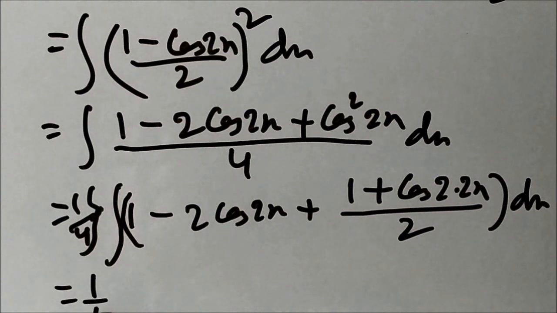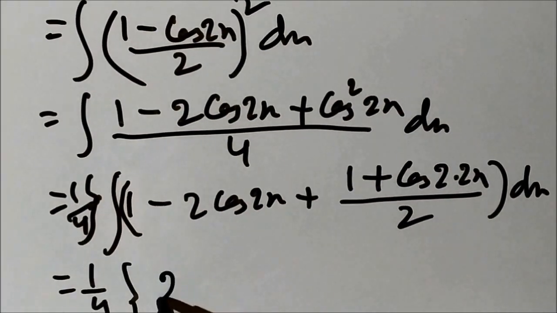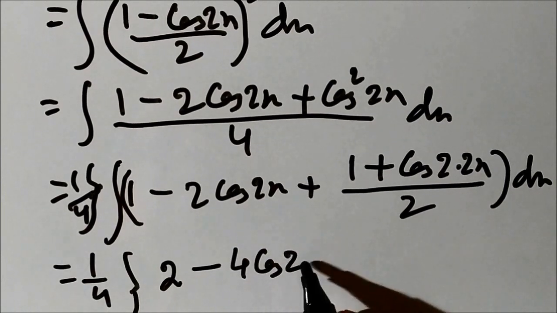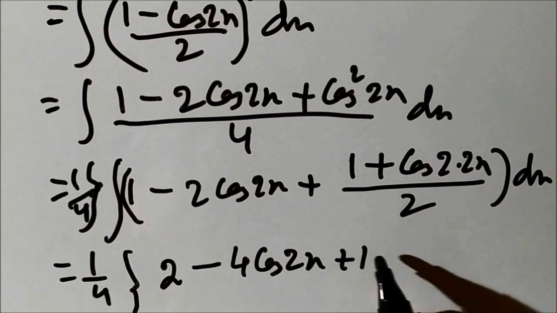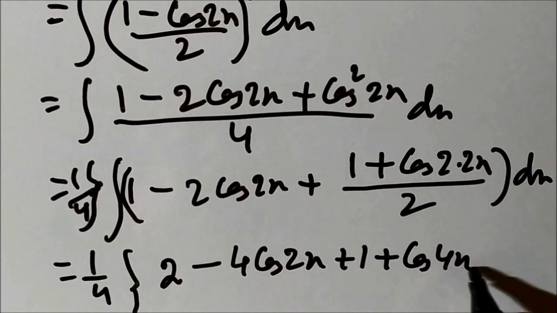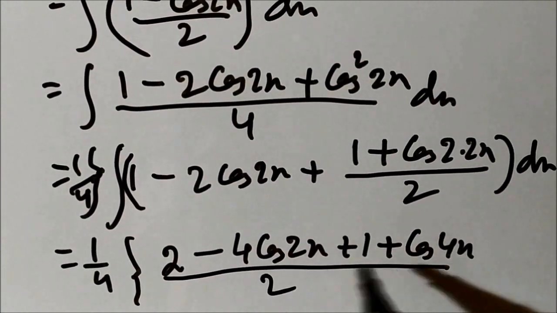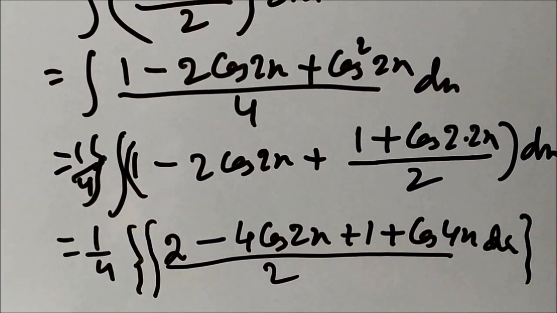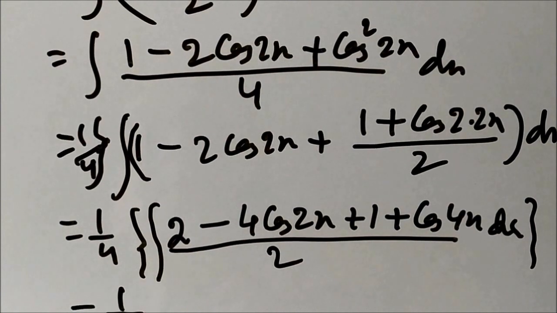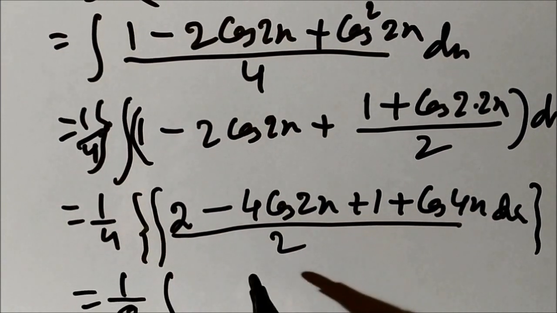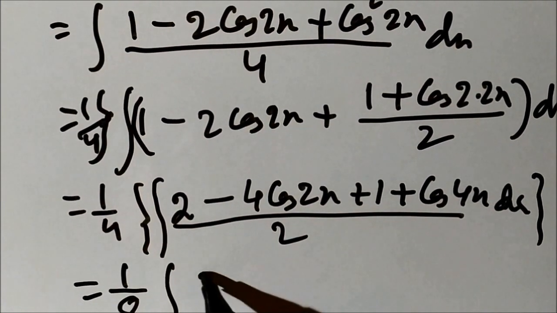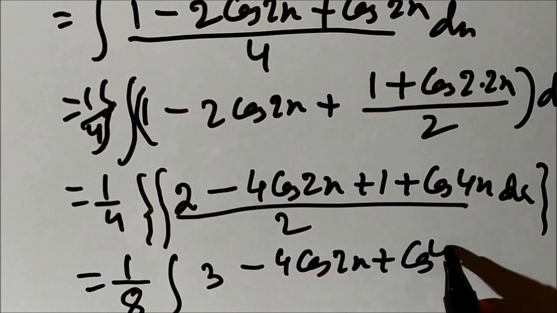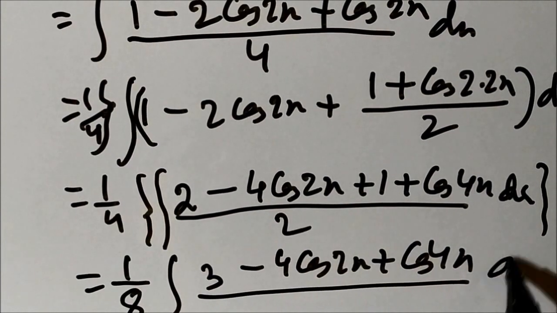This equals 1 by 4 times (2 minus 4 cos 2x plus 1 plus cos 4x) whole by 2, the integral dx. This equals 1 by 8 the integral of (2 plus 1, that is 3, minus 4 cos 2x plus cos 4x) dx.